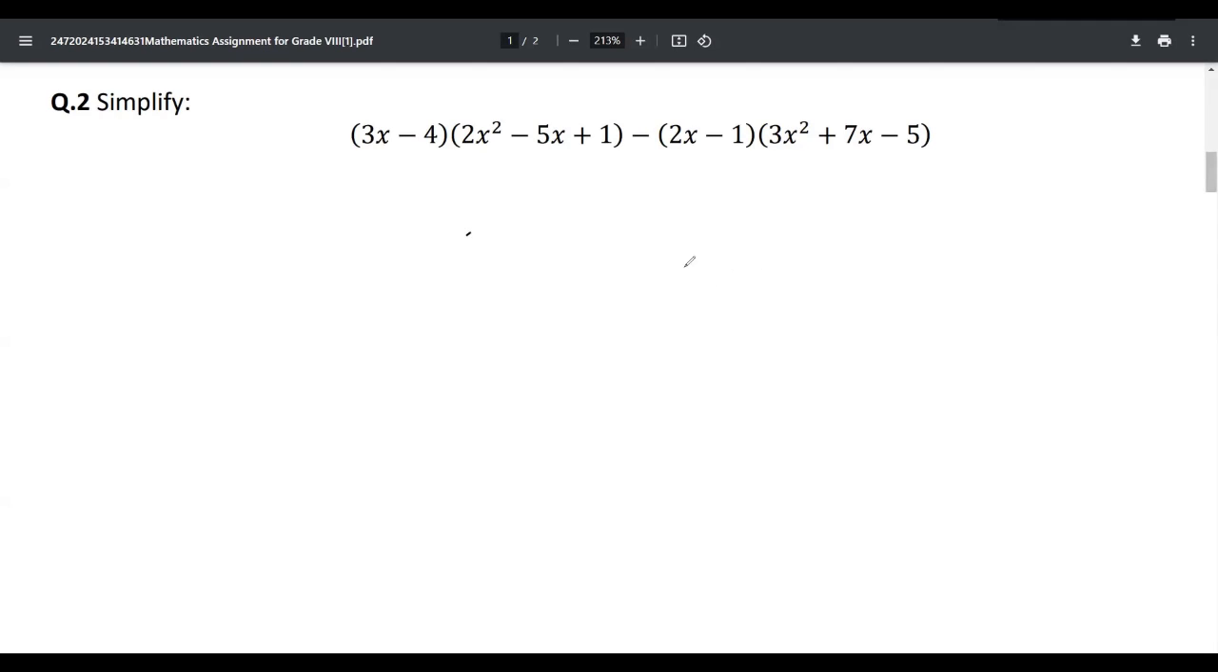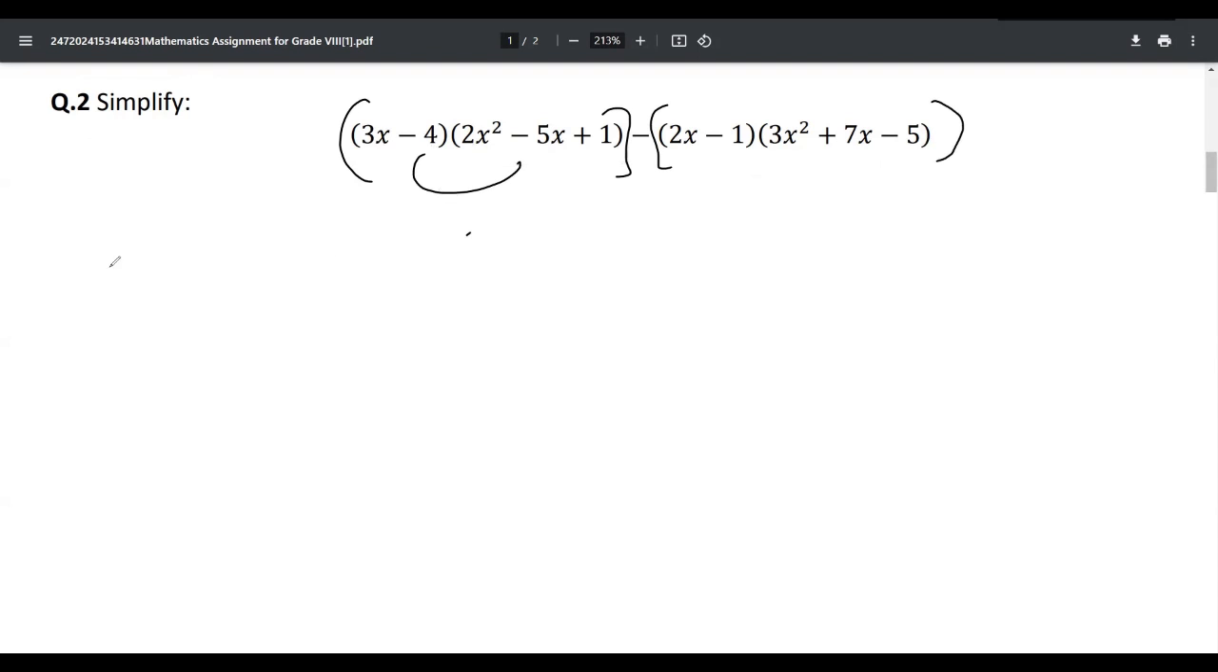Let's continue with the next question. We have to simplify. We are given this algebraic expression. So we'll be multiplying this with this and this multiplied by this. Whatever results come, we'll subtract them. So let's proceed with the first part.